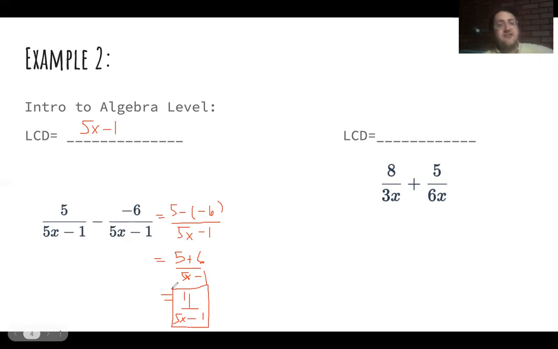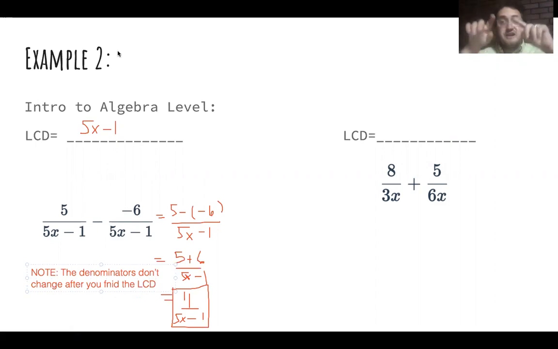So that's the intro to algebra level 1. So note, the denominators don't change after you find the LCD, because they are a common denominator.